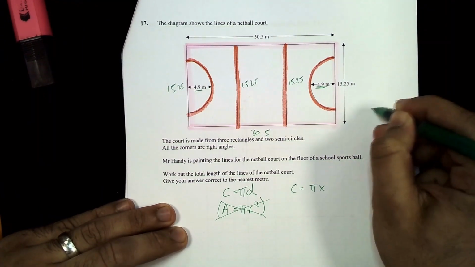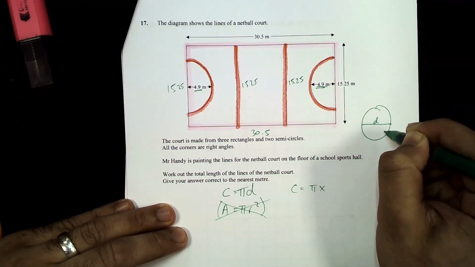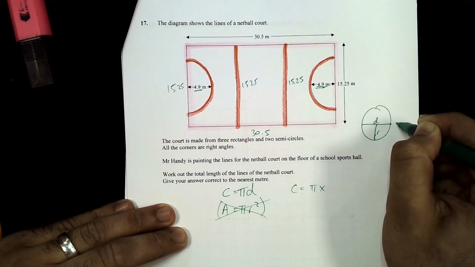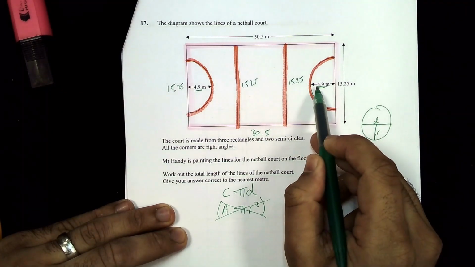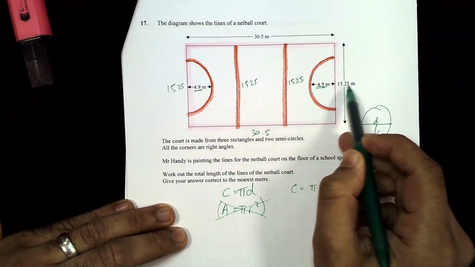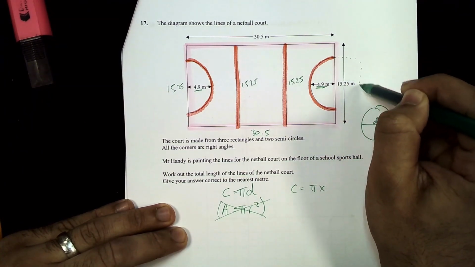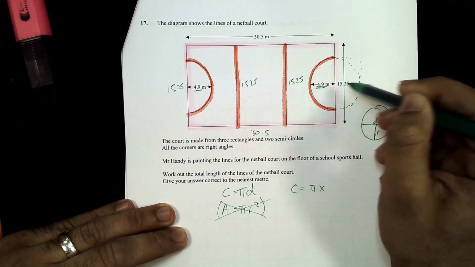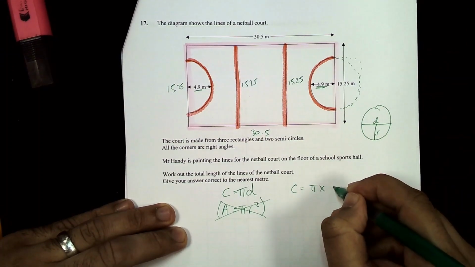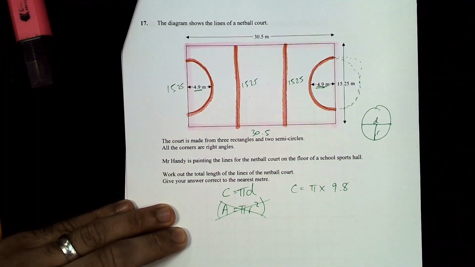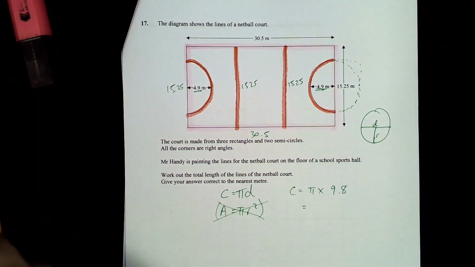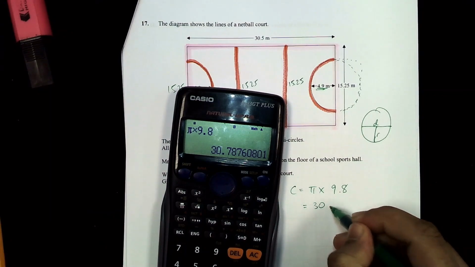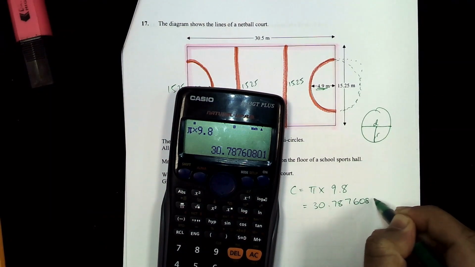Diameter means, if I drew a circle, this is the diameter and this is the radius. The radius is halfway, the diameter is all the way. So if I know that the radius is 4.9, then the diameter, if you imagine I just draw the other half of this circle, it's a really bad drawing, but there it is, would be another 4.9 that way. So altogether 9.8. So pi times 9.8. There we go. Pi times 9.8 is 30.78760801.